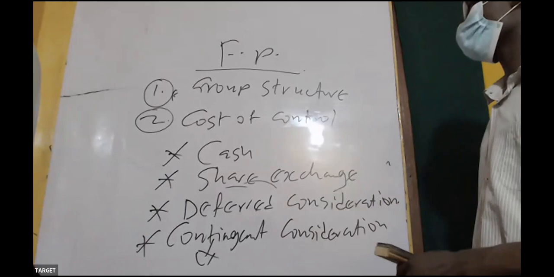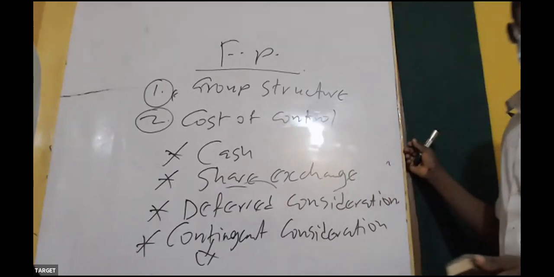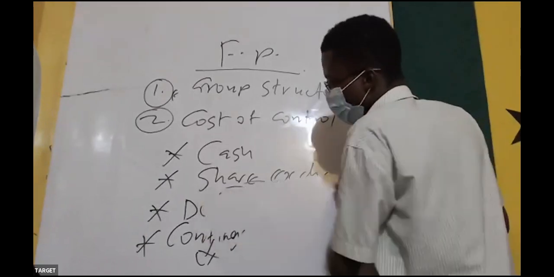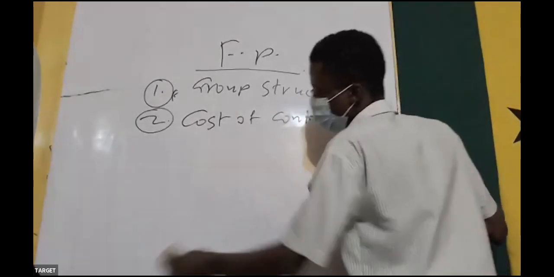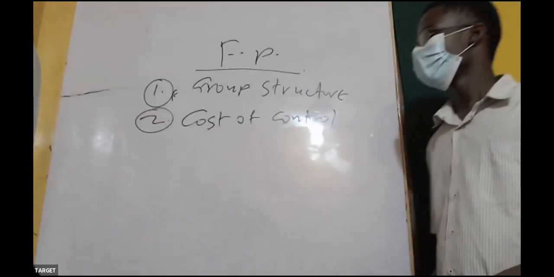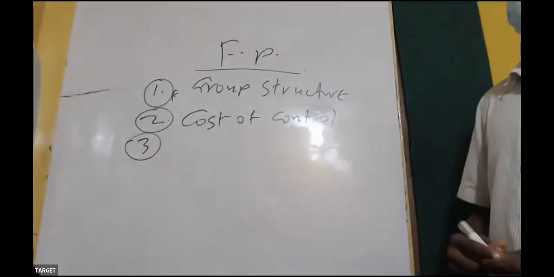So we are done with the cost of control. If it has been given to you, why not? The third item, if not given, then you move on. So if you add all this, you get your cost of control. So we just pick the question, then move on.